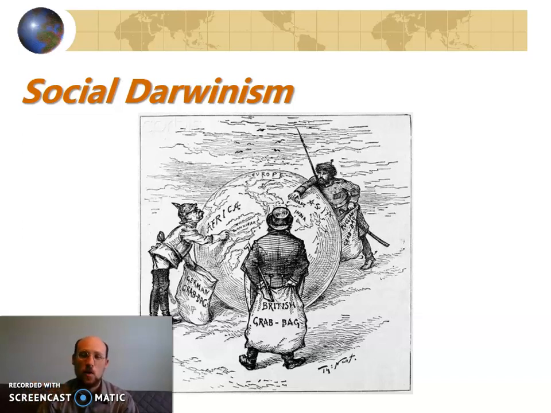The idea that there's only so much resources out there, they're a finite amount, and therefore the most evolved people have to take those resources from the less evolved people. And if you did that, it was justified because it's scientific, it's evolution. So you saw some countries saying, well, we're superior, therefore we need to take this stuff from the inferior people.